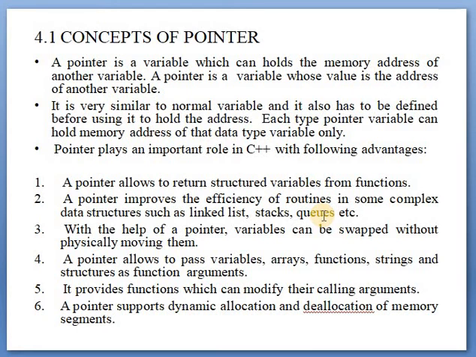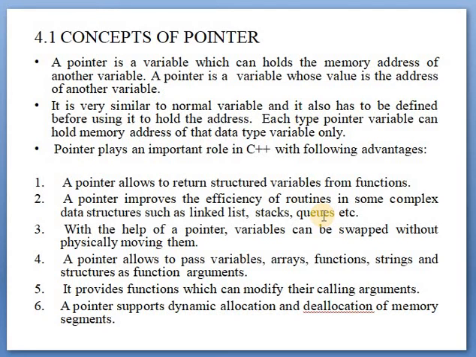So a pointer is a variable which can hold the memory address of another variable. A pointer is a variable whose value is the address of another variable. So in the C language we have already seen what are the variables and what is meant by the pointer. So pointer is also a variable, means the name given to the memory location, but in the other variables we can store the values, that is integer, float or character, double type of values. But in the pointer variable we are going to store the address of another variable.